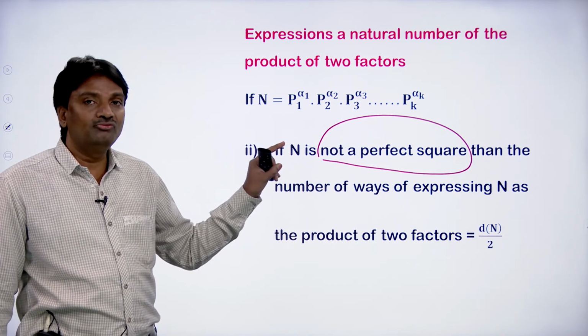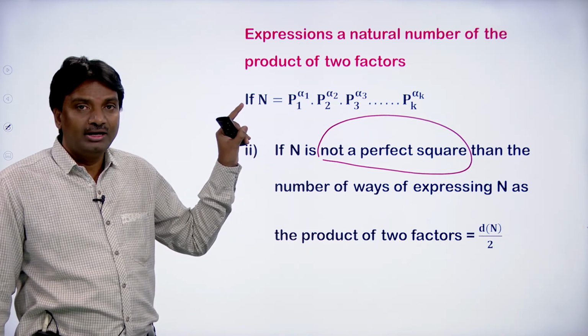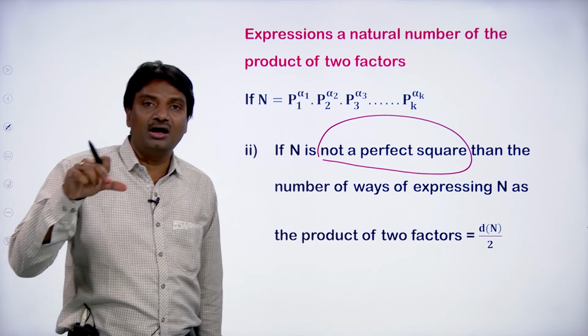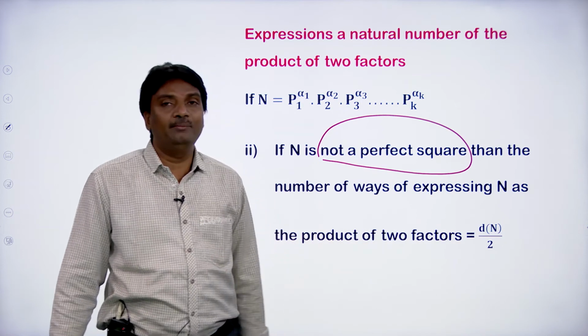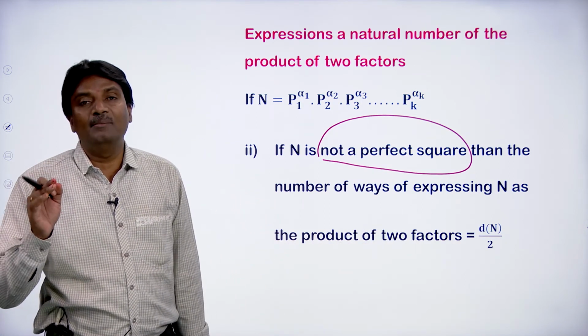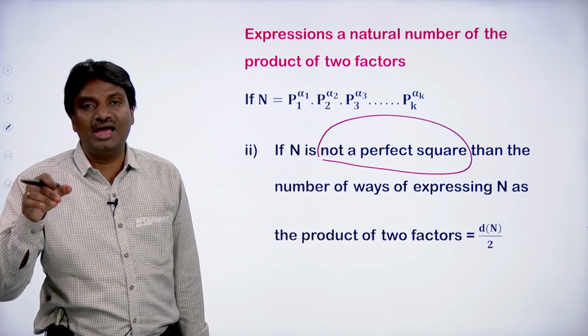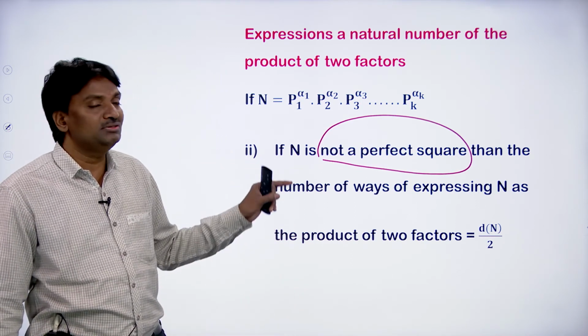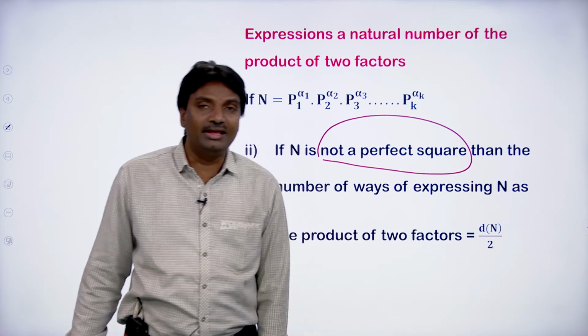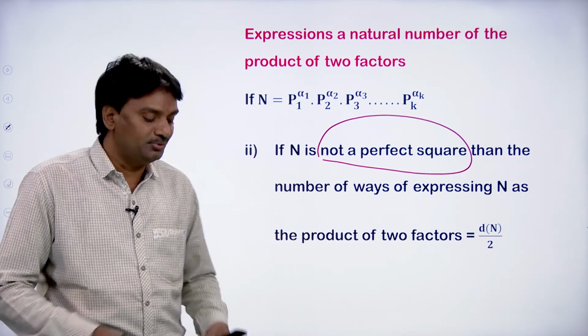So here we have two formulae for expressing the given number as the product of two numbers: (d(n) plus 1) by 2 and d(n) by 2. We use the formula (d(n) plus 1) by 2 when the number n is a perfect square. When the number n is not a perfect square, we take d(n) by 2.